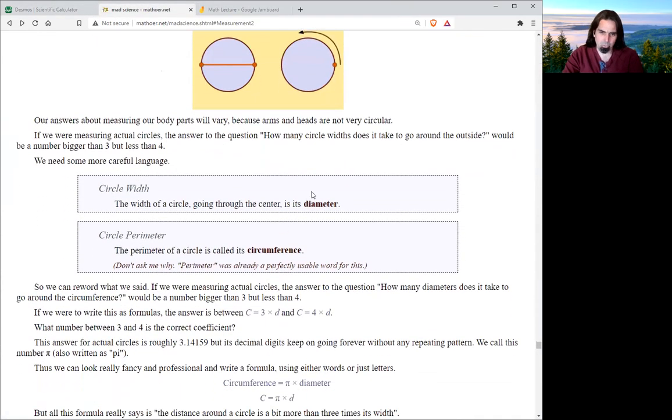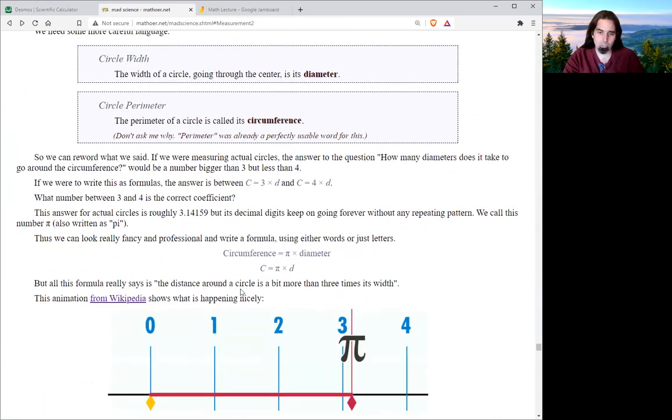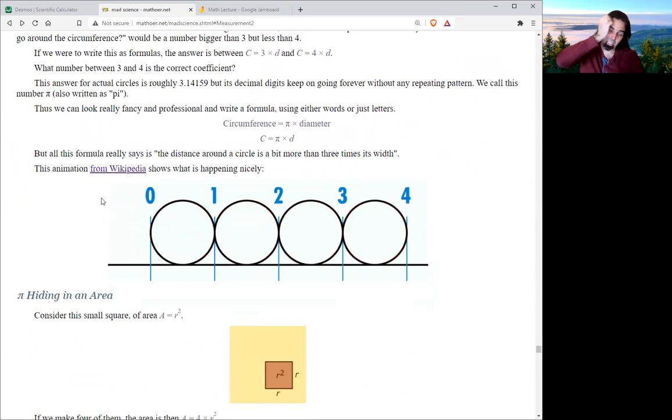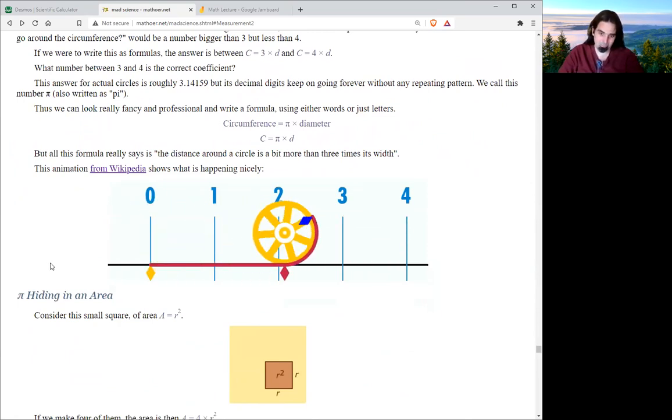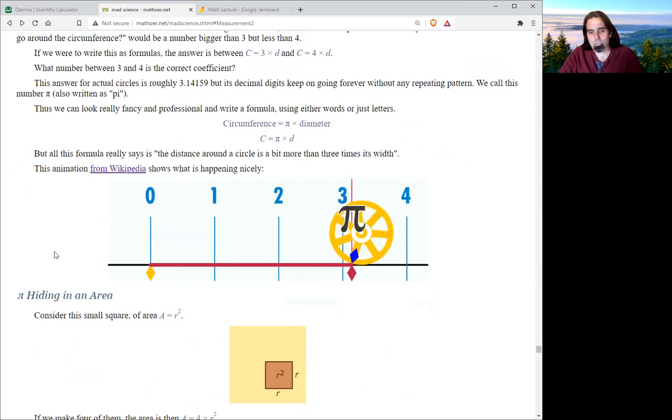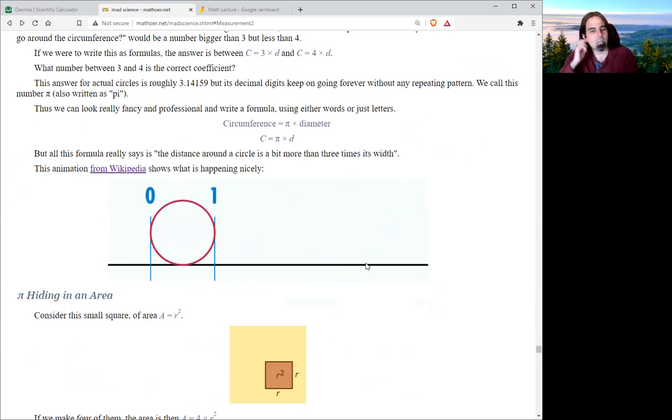Okay, so the width of a circle going through its center is the diameter. The perimeter is the circumference. And we have circumference as pi times diameter. And this page in Wikipedia had a nice image, so I stole it. You can see a wheel with string wrapped around the edge of the wheel. And it unrolls, and it's more than 3. So whatever that is, we just name it pi.